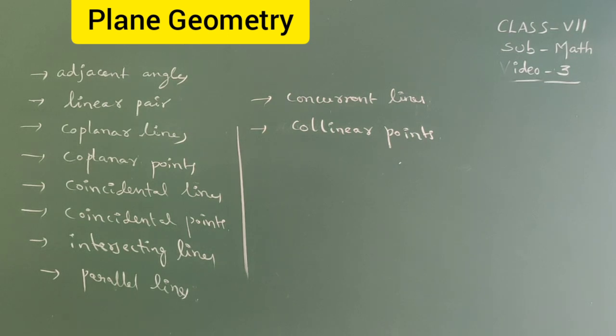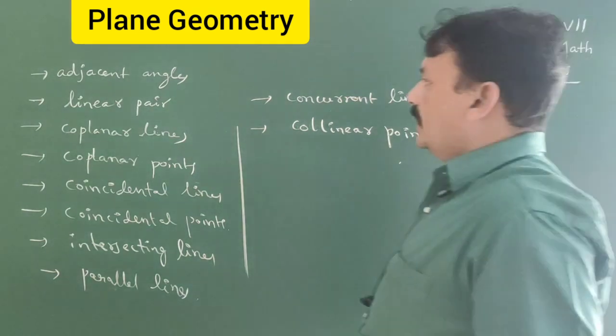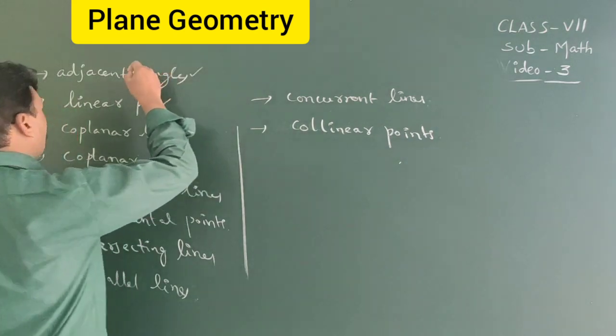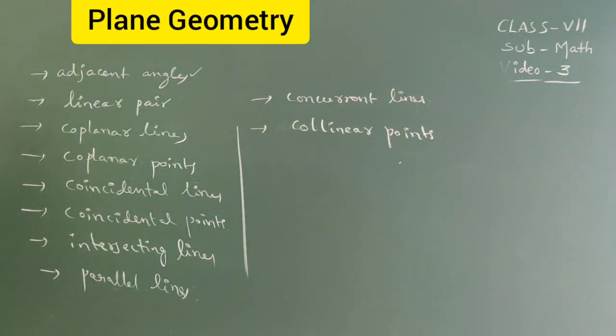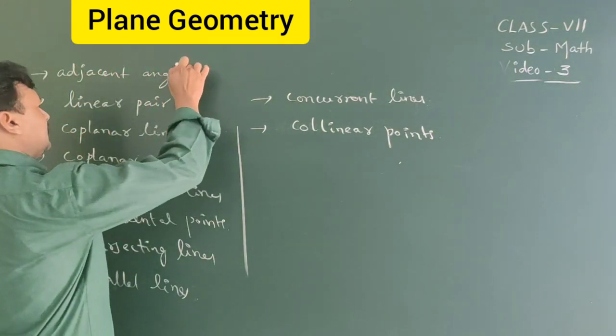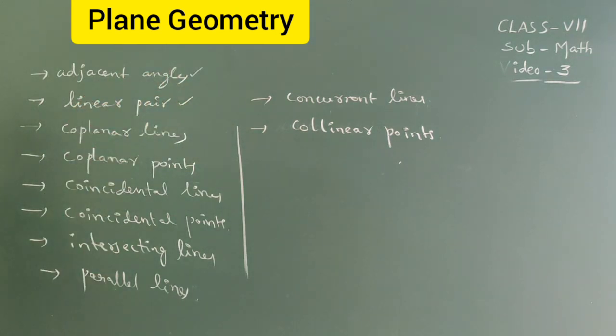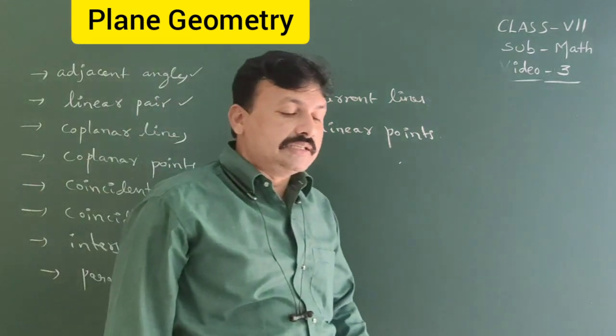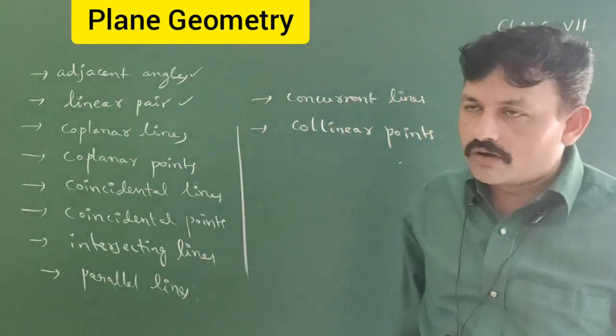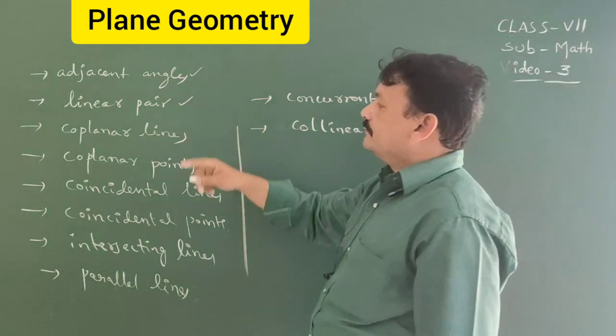Two angles are said to be adjacent if they have a common vertex and a common arm. If they have a common vertex and common arm, then they are called adjacent angles. Linear pair: these adjacent angles form a line. The sum of any two adjacent angle measures 180 degrees. They are called a linear pair.